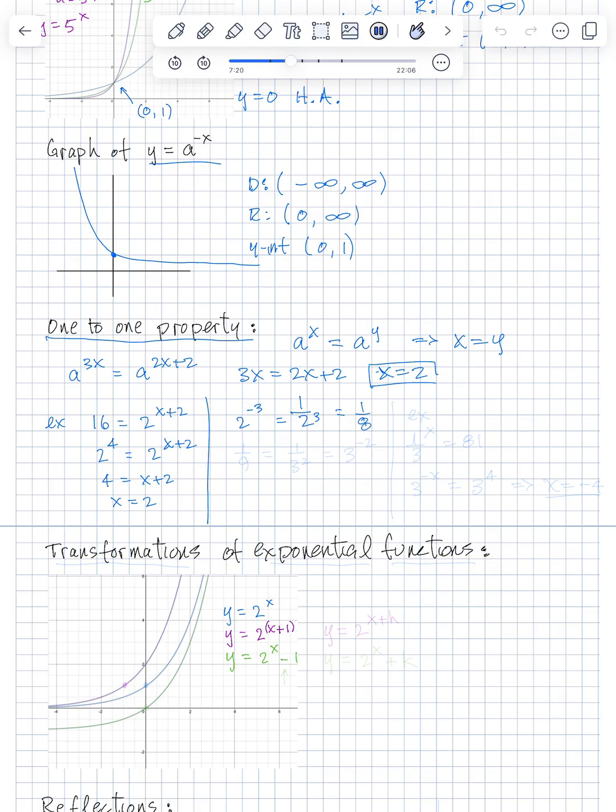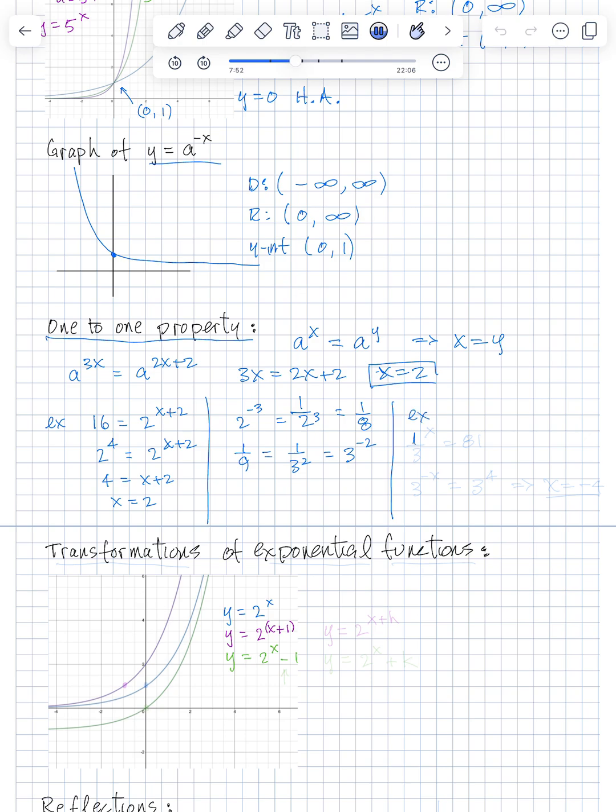We could change it back. Another example would be, say, 1 over 9. Well, that's equal to 1 over 3 squared, which is equal to 3 to the negative 2. So all these are useful when we're rearranging these things to solve it when the bases are different.